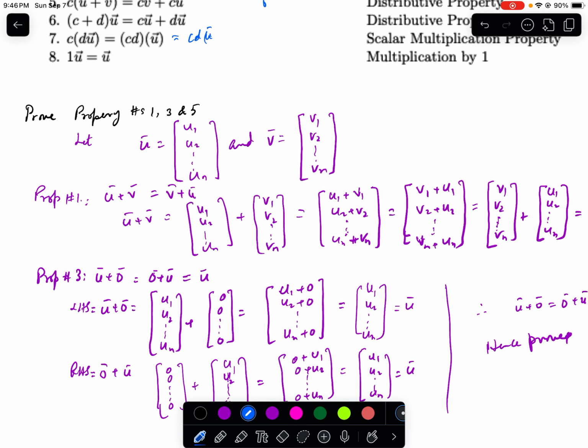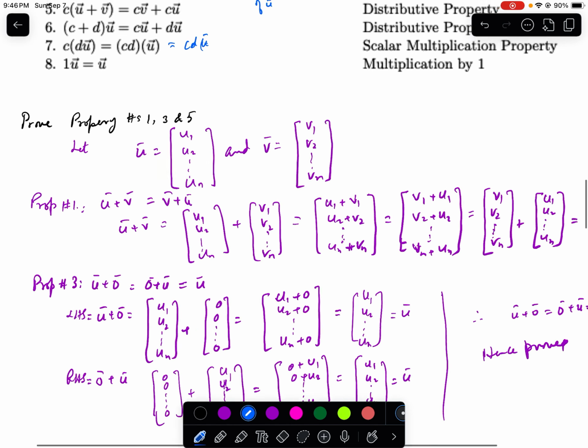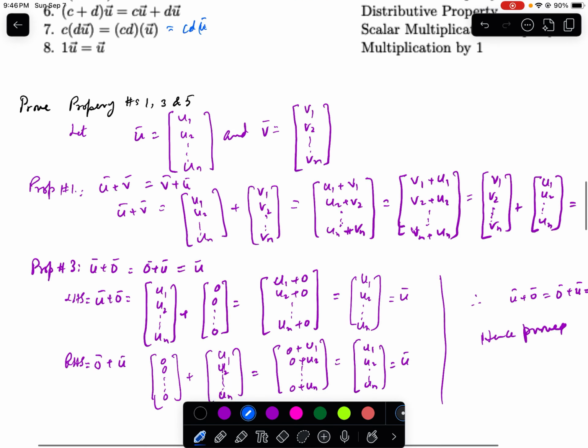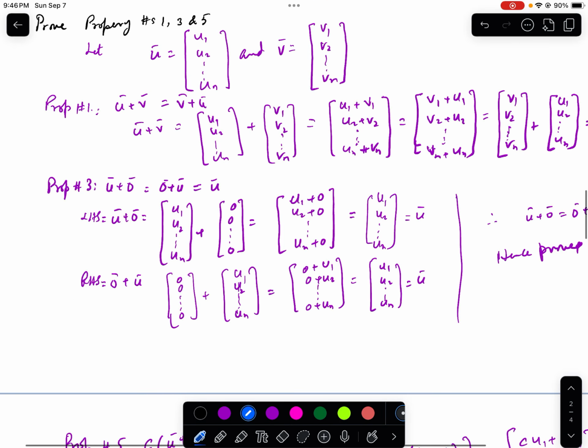So how do we prove it? Well, first let's say u1, u2 up to un and v are two vectors that we are going to use here. So let u is equal to u1, u2 up to un, v is equal to v1, v2 up to vn. Then the first property says u plus v is equal to v plus u. So how can we prove it? Well, we will use the commutative property of numbers, basically.